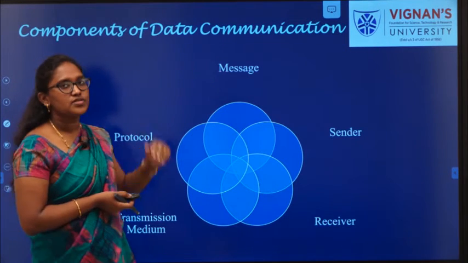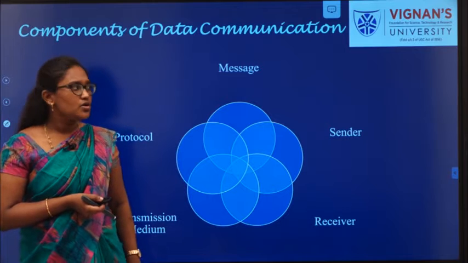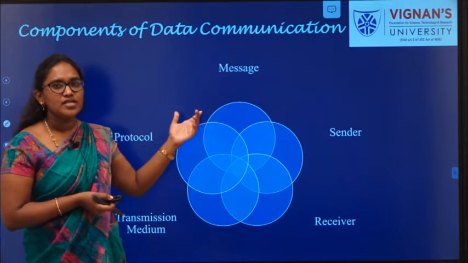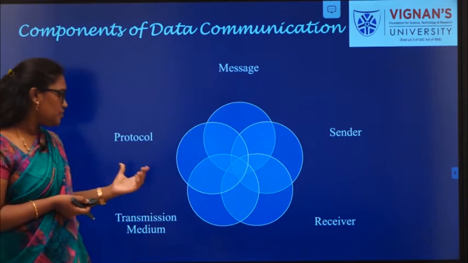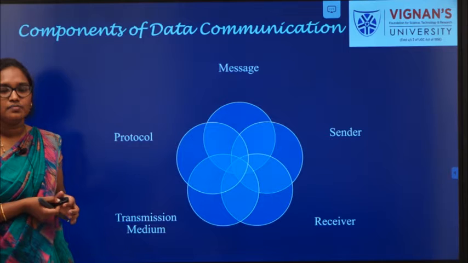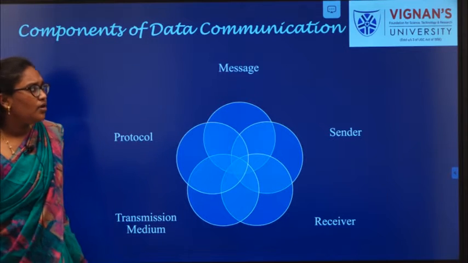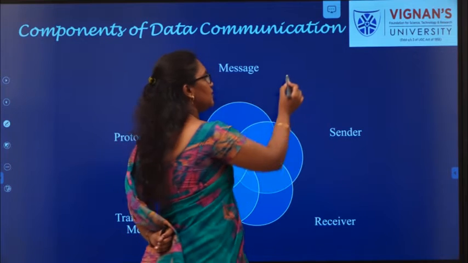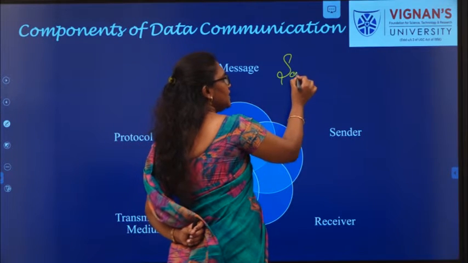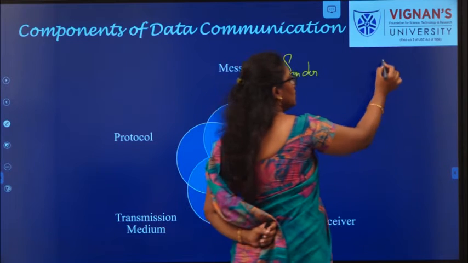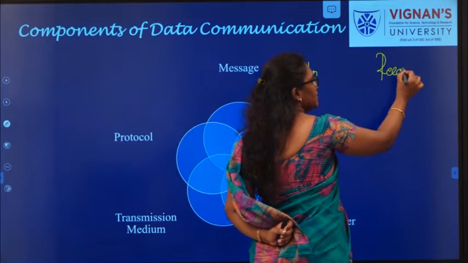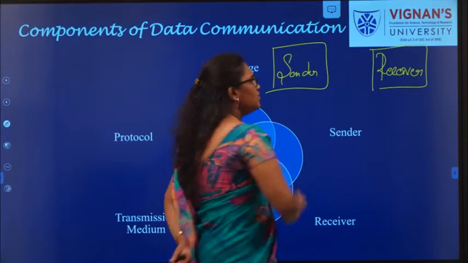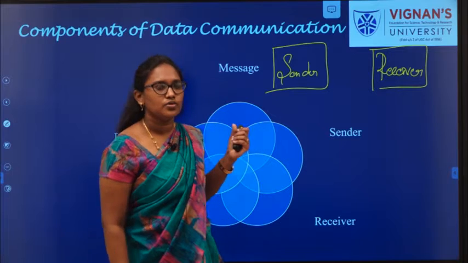Next one, components of a data communication. There are 5 basic components: sender, receiver, message, protocol and transmission medium. Whenever you are talking about the network, as I already said, you need to follow a basic principle: sender and receiver. These 2 are the basic principle you have to follow.